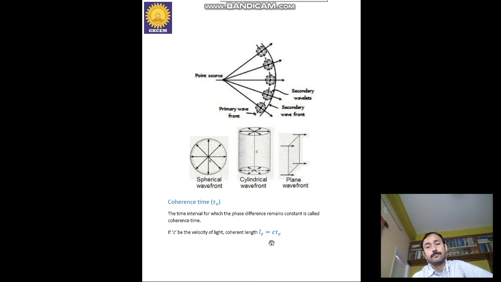Now coherence time. The time interval for which the phase difference remains constant is called coherence time. Phase difference depends upon the path difference. We know phase difference is equal to 2 pi by lambda into path difference, where lambda is the wavelength of light used. If c is the velocity of light, coherent length Lc is equal to c into tau c. Tau c is the coherence time.